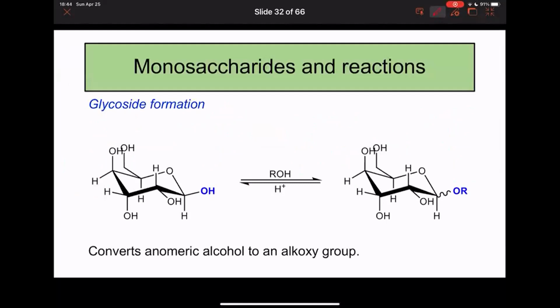Next, we have glycoside formation. This occurs when you convert that anomeric alcohol. At your 1 position, your alcohol gets turned into an alkoxy group, so any OR group.